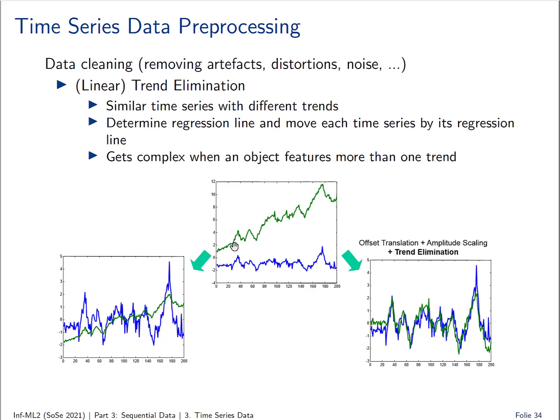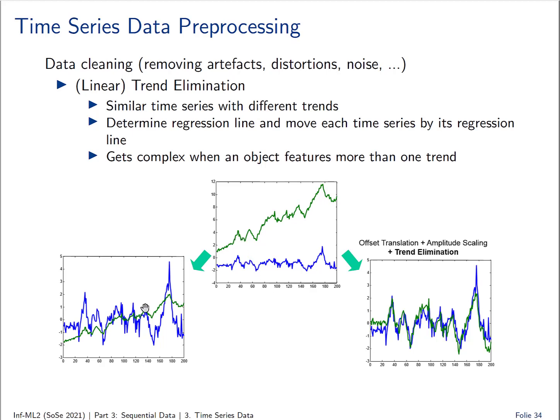If the green one would have, first of all, a positive trend and then a negative trend, or two different positive trends, that's a little bit hard to remove, because you would need to know how many regression lines you want to have and stuff like that. But I think the idea is clear. If you want to eliminate these linear trends, then you just determine the regression line and move the particular time series objects by these regression lines. So you see here the difference.